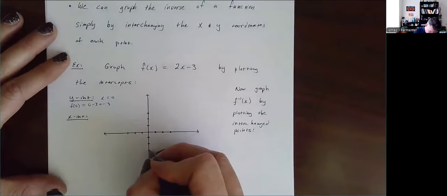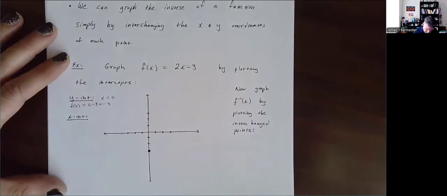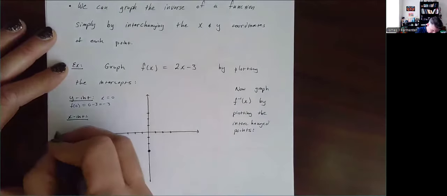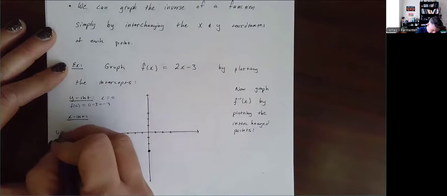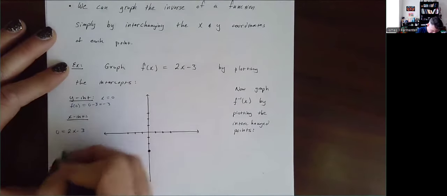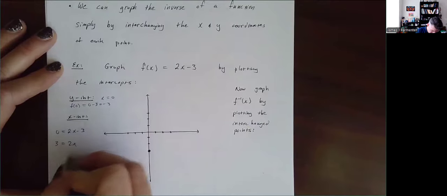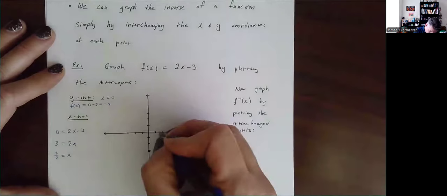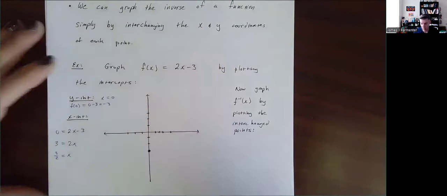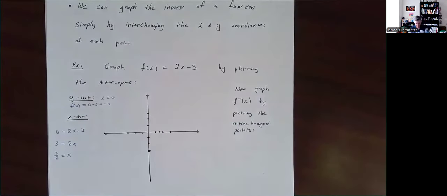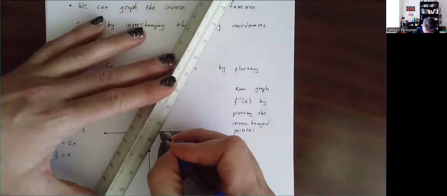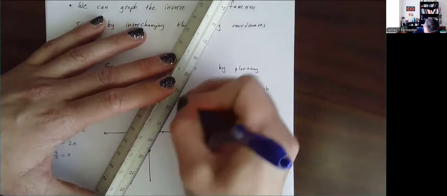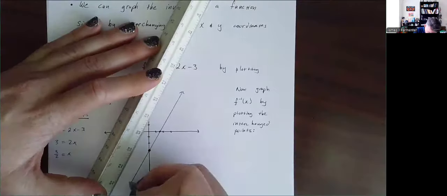So here's my y-intercept on my original function, f of x. My x-intercept, if I set y equal to 0, or f of x equal to 0, I get 0 equal to 2x minus 3, 3 equals 2x, 3 over 2 is equal to x. That's going to be about right there. And I guess I should use a ruler because it's good to draw your straight line straight. So here's my original function, f of x.